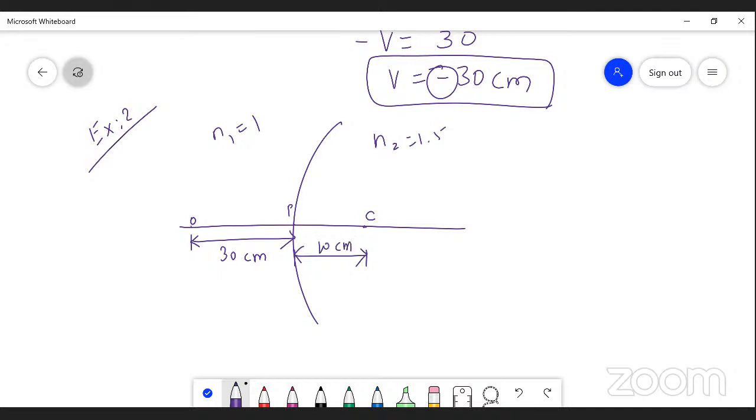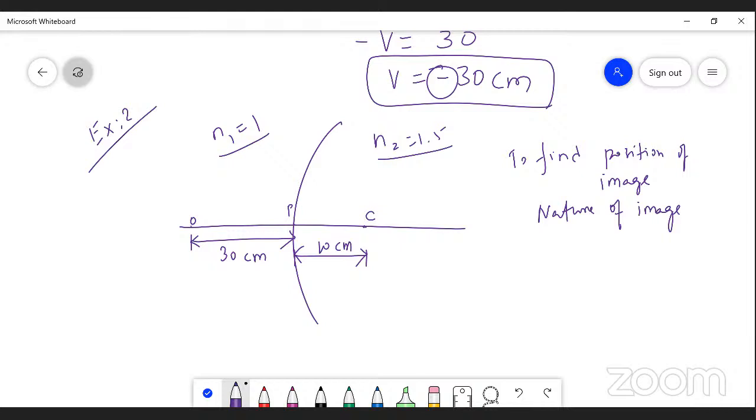To find the position of the image and the nature of the image. You know well the N1 value, N2 value, and the object distance as U value and R value. It is as it is, just use the formula.